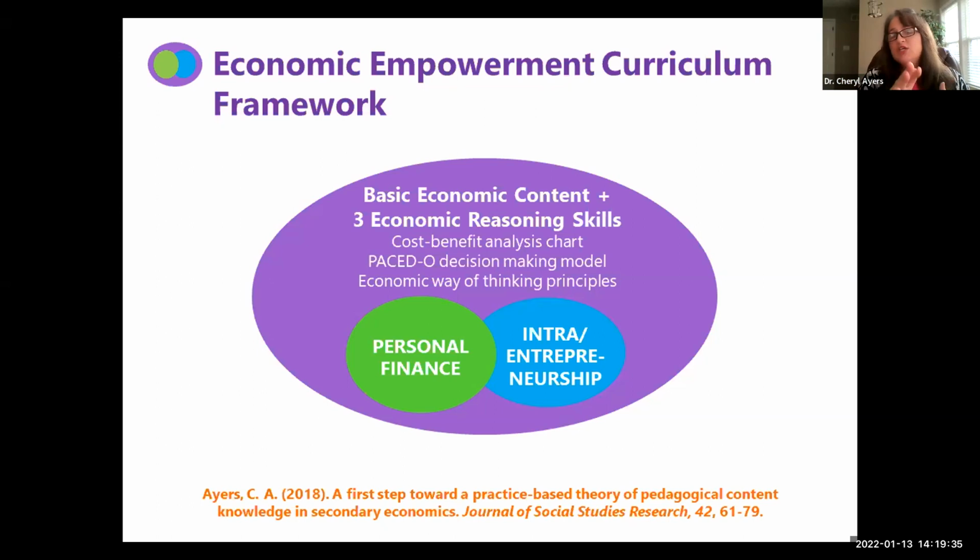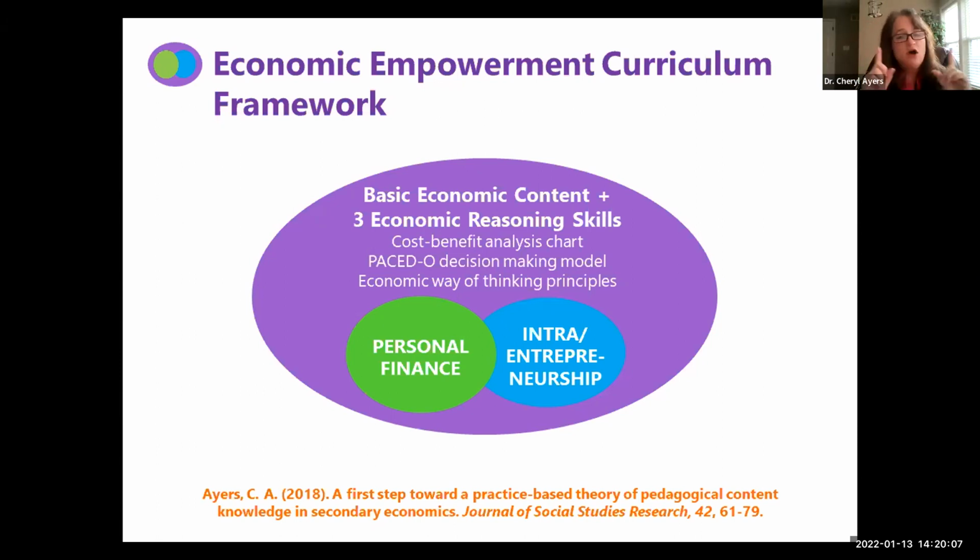And so what we're going to see here is this economic content that we'll go over briefly, and in particular, the three tools: cost-benefit analysis, the PAYSTO decision-making model, and these economic way of thinking principles, all of which we're going to talk about today. How can we make better decisions in personal finance and entrepreneurship by using economics as the lens through which we make those decisions?